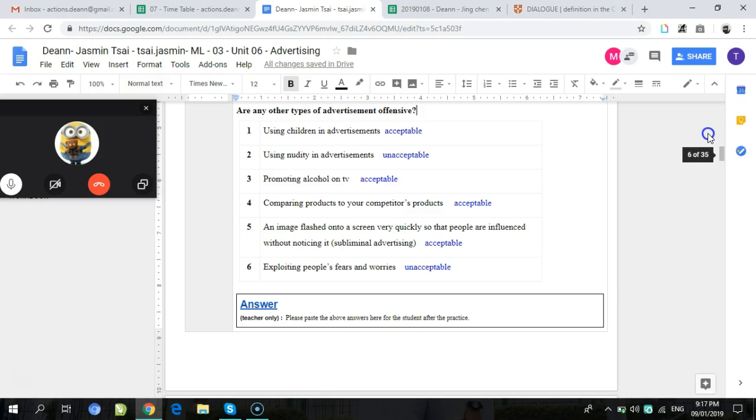Now let's start with number one. Can you read number one? As I just mentioned, the advertisements of cars will show how warm a family will be. Why do you think so? Yes, and it will be more possessive.